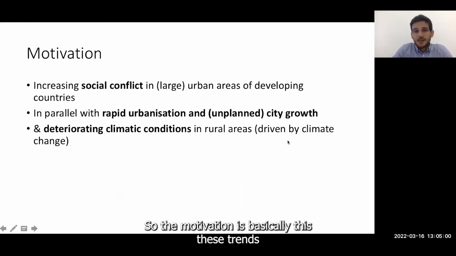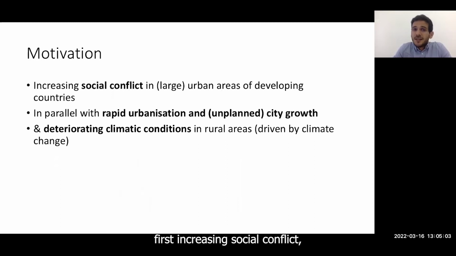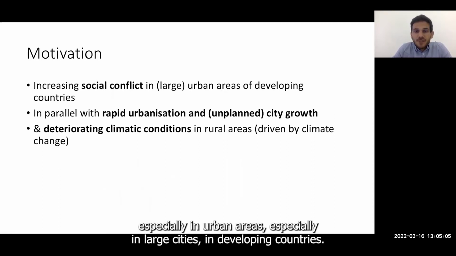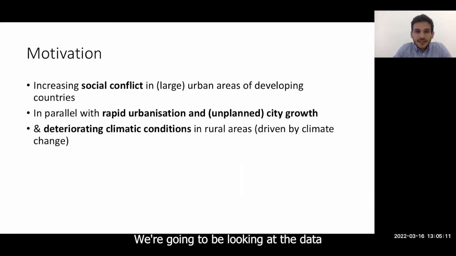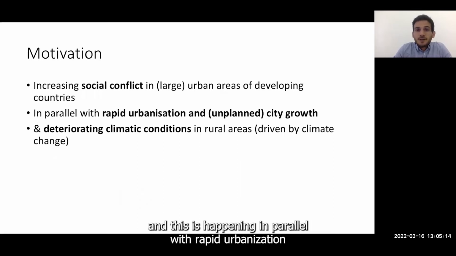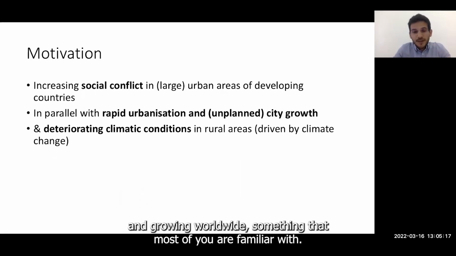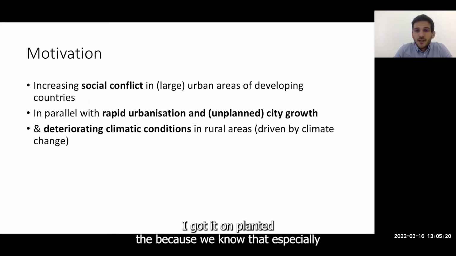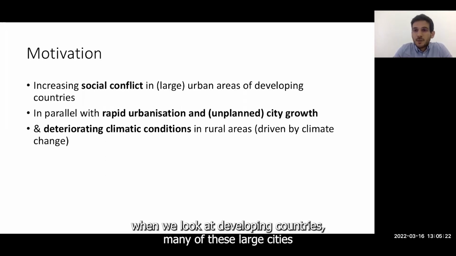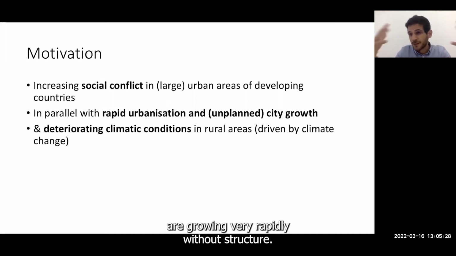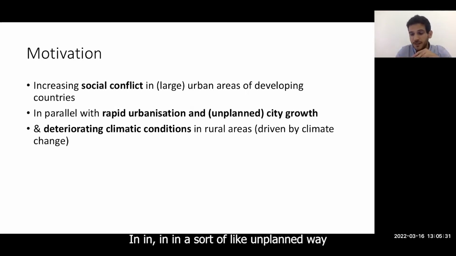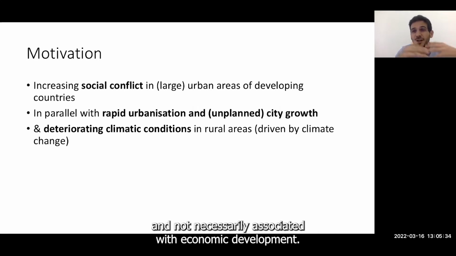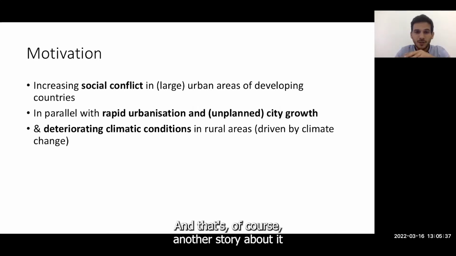So the motivation is basically these trends. First, increasing social conflict, especially in urban areas, especially in large cities in developing countries. We're going to be looking at the data, and this is happening in parallel with rapid urbanization and city growth worldwide, something that probably most of you are familiar with. I call it unplanned city growth because we know that, especially when we look at developing countries, many of these large cities are growing very rapidly without infrastructure. It's in a sort of unplanned way, not necessarily associated with economic development. And that's, of course, another story, but it relates to what we're going to be discussing here, all right?